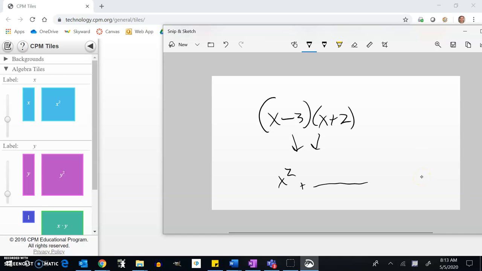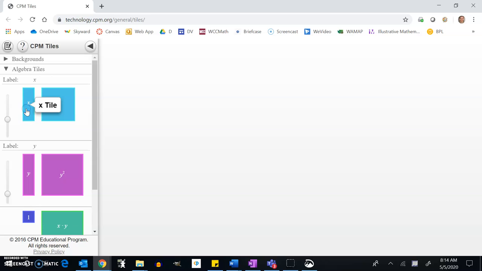So remember, this x minus 3 describes one side of a rectangle, and the x plus 2 describes another side of a rectangle. So let's make it. So one side is x plus 3 long, so I'm going to need an x and 3 ones. 1, 2, 3. And I'm just going to lay this out here. These are just the frame of the outside. This will help me think about my multiplication. This isn't actually part of the answer. This is just how I'm framing it so I can make my answer.